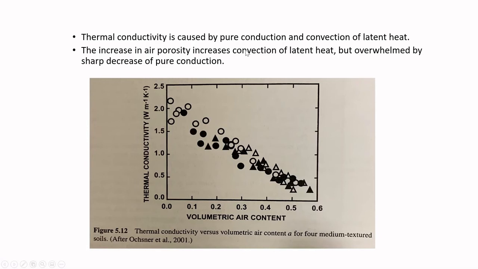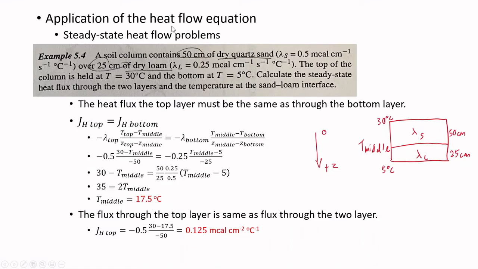Water becomes vapor and is then transported in the form of convection by latent heat flux, but this is overwhelmed by the sharp decrease in pure conduction. That's why when the volumetric air content increases, the thermal conductivity drops, even though you have an increase of convection of latent heat. Now let's look at the applications of the heat flow equation, the steady state heat flow problem. Here, example 5.4.